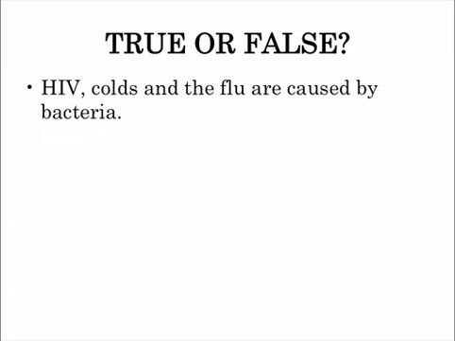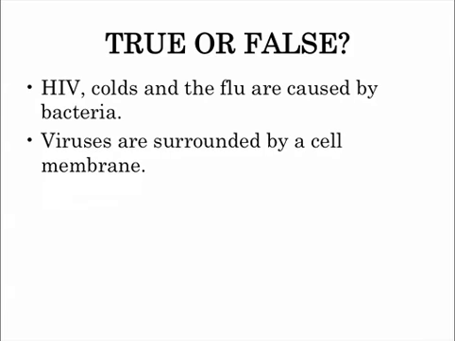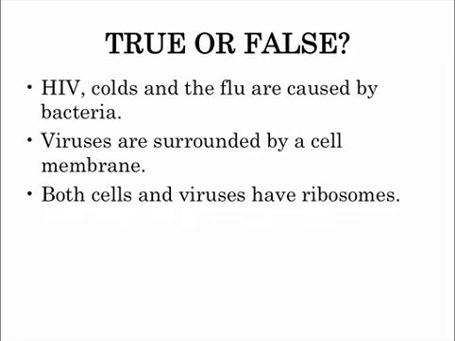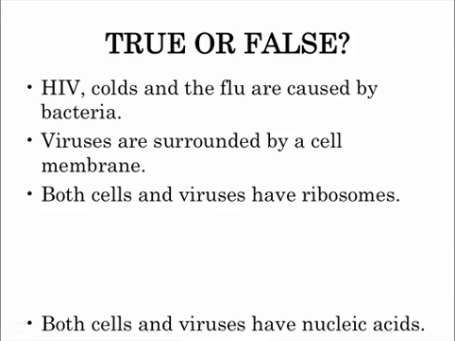HIV, colds, and the flu are caused by bacteria. That is false. HIV, colds, and the flu are caused by viruses. Viruses are surrounded by a cell membrane. False. Viruses are not made of cells, so they cannot be surrounded by a cell membrane. Both cells and viruses have ribosomes. This is also false. Only cells have organelles. Viruses do not have ribosomes or other organelles.